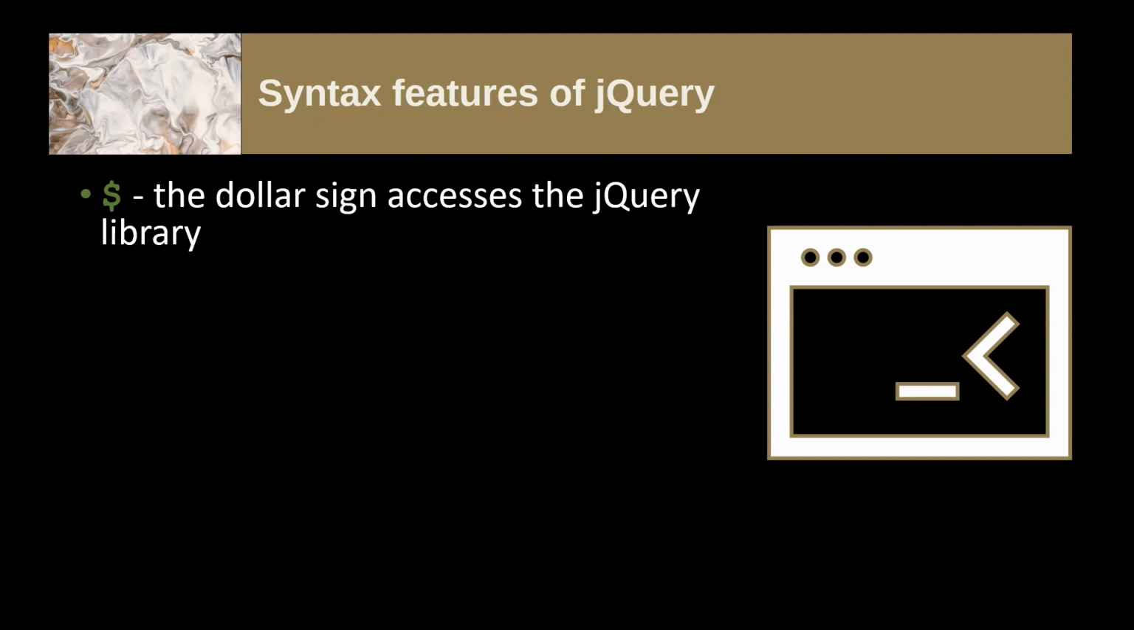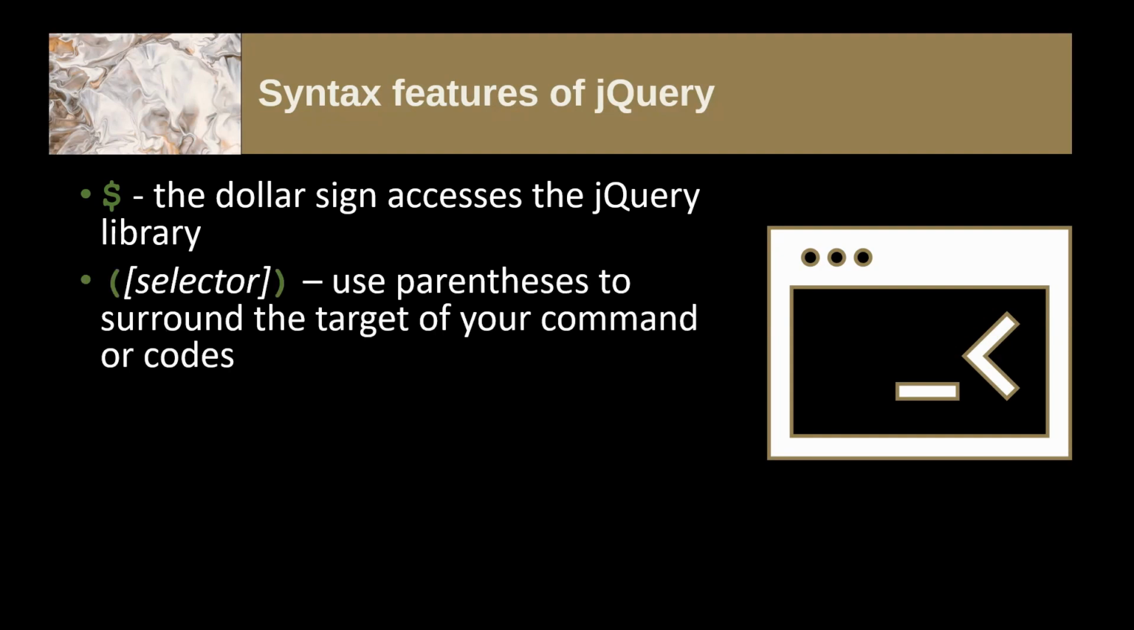For jQuery, these are some of the syntax features that you want to keep an eye out for. The $ is what accesses the jQuery library. It's actually the jQuery function, and it stands for jQuery. So if you wanted to, you could write out jQuery rather than using the $. Nobody does that, but that does in fact work, and I'll show you that a little bit later. The other thing that you use are parentheses to surround the target of your command. Very often lines in jQuery will start with the $ and then parentheses and then a selector inside. And the selectors that jQuery uses are basically the same selectors that we use in CSS.